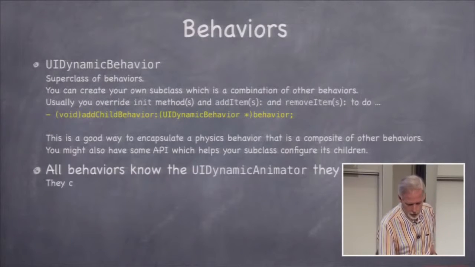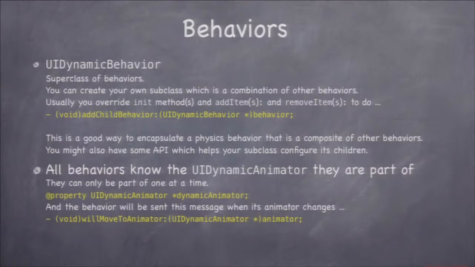Okay? What is more, all UIDynamicBehaviors, gravities, collision, your own custom ones, whatever, they know what dynamic animator they are in. They have a property called dynamicAnimator, which says what dynamic animator they're in. And there's kind of a view controller lifecycle thing of UIDynamicBehaviors, which only has one method in it, willMove(to animator). So that gets called every time it gets moved to an animator or out of an animator. Out of an animator, this will be called with nil. Okay? So that way you can find out whether your behavior is currently being animated or not, and by which animator.